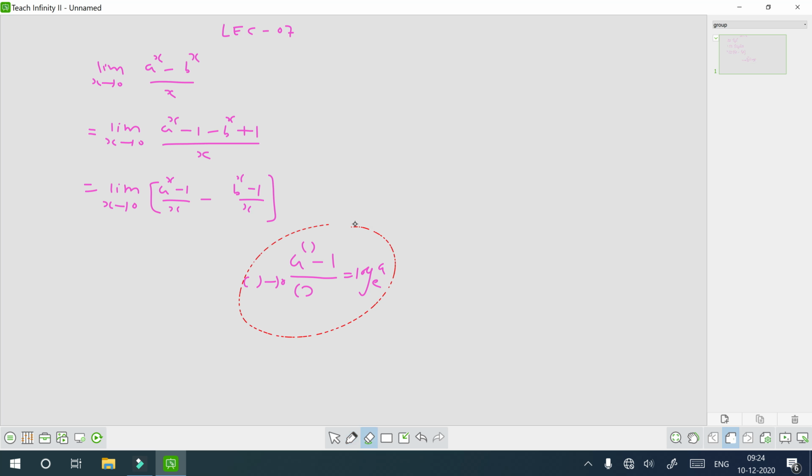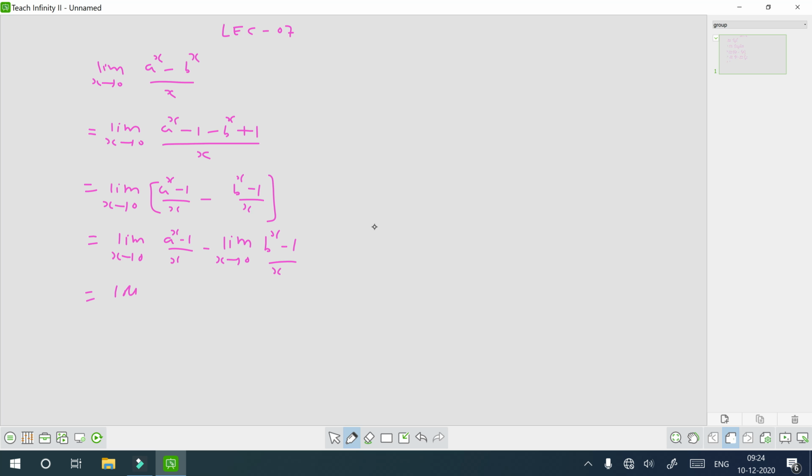Agree? Yes. Now separate it term by term. Limit x tends to 0, a raised to x minus 1 over x minus limit x tends to 0, b raised to x minus 1 over x. Applying the standard form, log a minus log b. So that comes out log of a by b. We know that log x minus log y is equal to log of x by y. Let us see the next one.